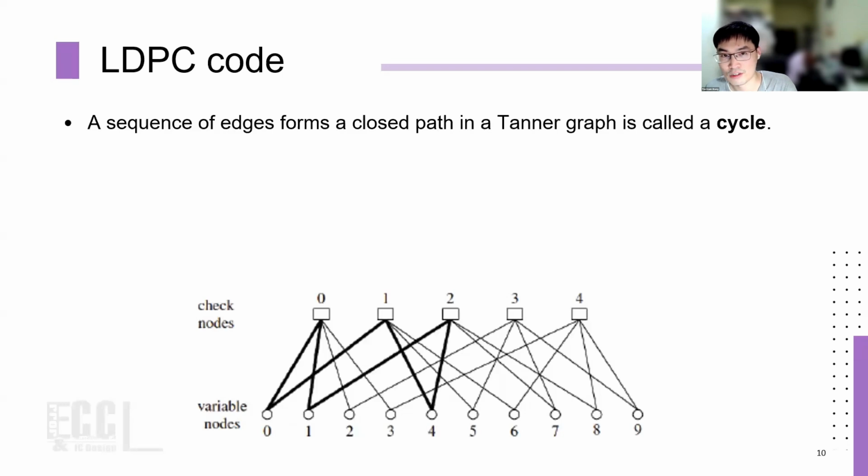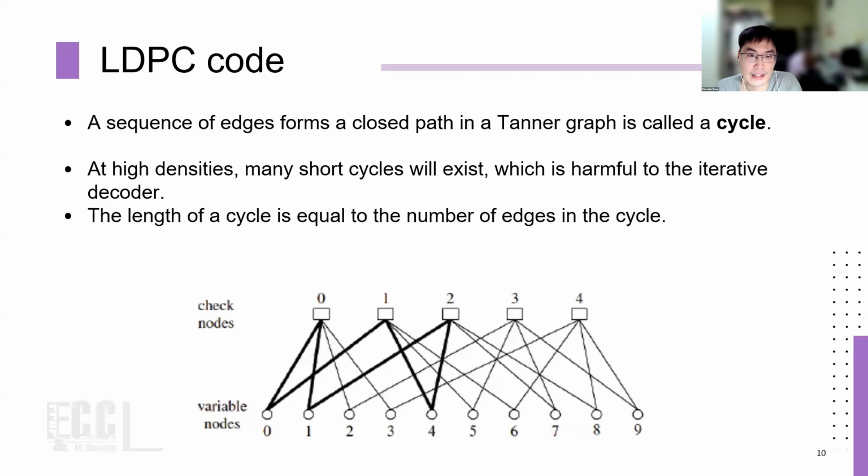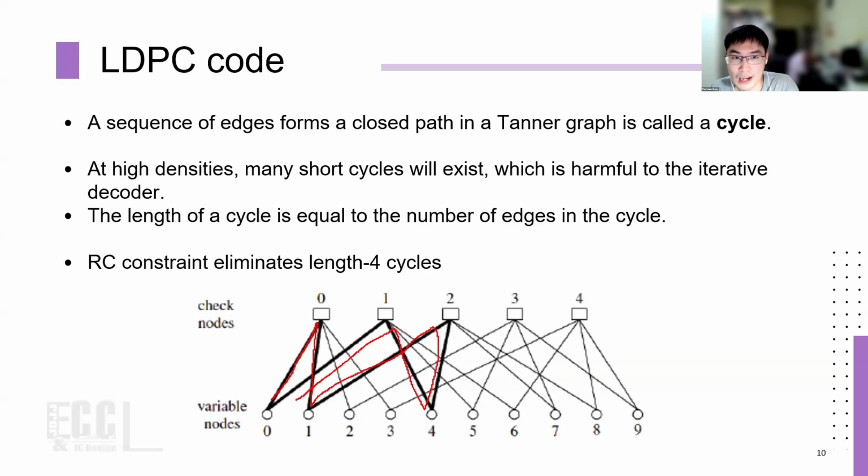And the sequence of H forms a closed path in a Tanner graph is called a cycle. And at high density, many short cycles will exist, which is harmful to the iterative decoder. And the length of a cycle is equal to the number of edges in the cycle. So for example, the dark line formed here in this example forms a cycle 6, because you can count the edge 1, 2, 3, 4, 5, 6, then go back to the variable node 0. And RC constraint eliminates length 4 cycles.